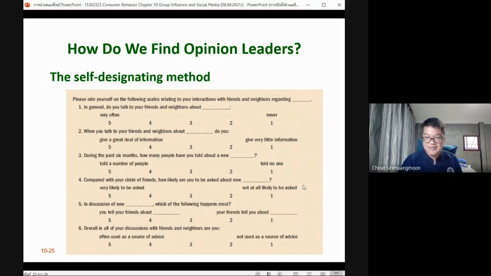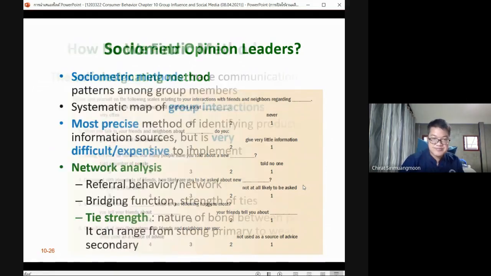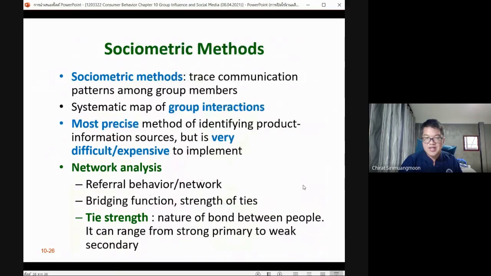So if you talk a lot, that means you tend to be the opinion leader. You should have number five in discussion of new product. For example, which of the following happen almost like you tell the friends about the new product or your friend tells about new product. So if you tell your friends about a product, you tend to be more of an opinion leader because you are the person who contributes the information. So in conclusion, if you answer number five, you are the opinion leader. That is the easiest one, but we have a more difficult one we call sociometric methods.